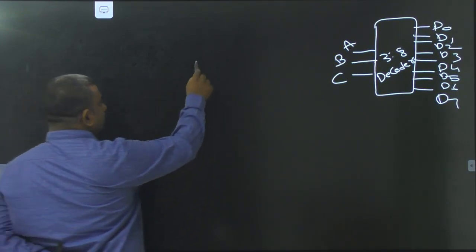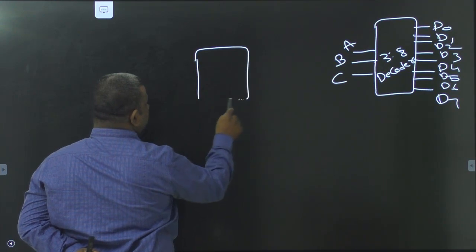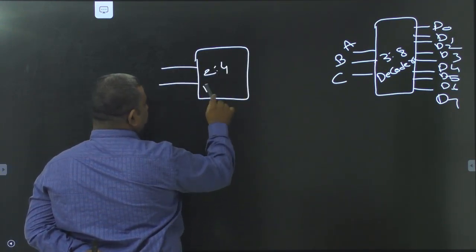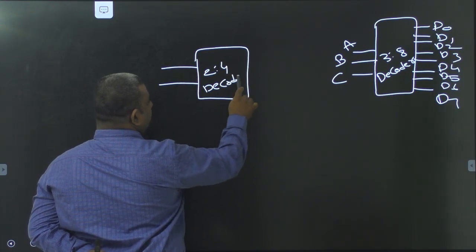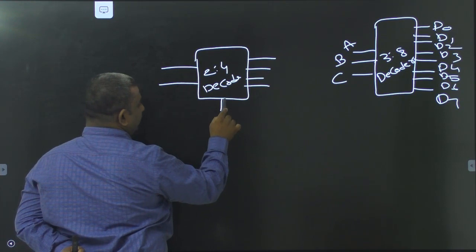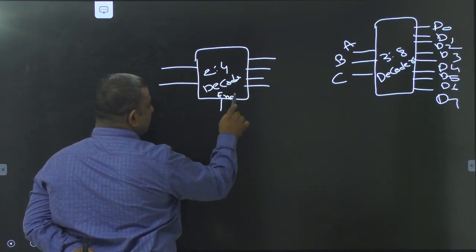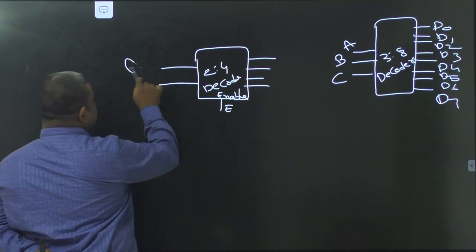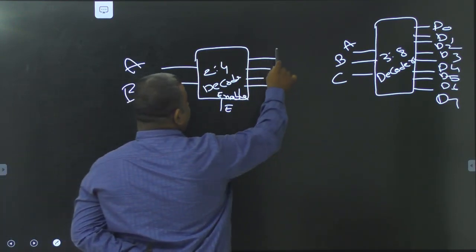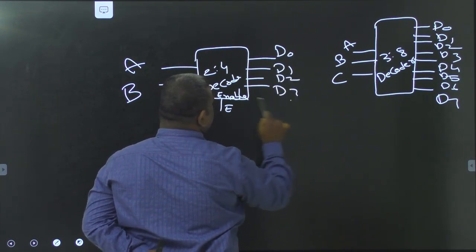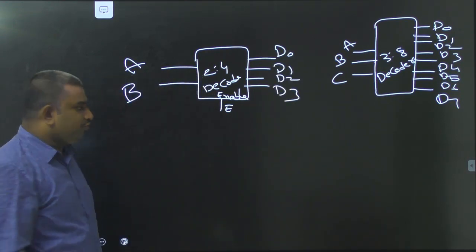See here, this is the 2 to 4 decoder. Generally a 2 to 4 decoder consists of 2 inputs, 4 outputs and 1 enable signal. This is the enable pin, which we can represent with E, and this is A, and this is B, and the outputs D0, D1, D2, D3. Okay, this is the 2 to 4 decoder.